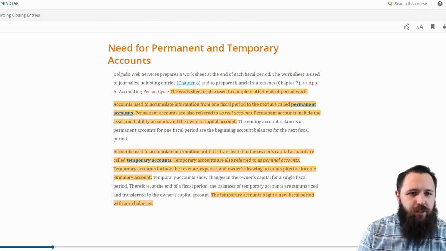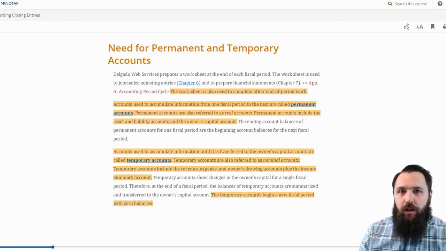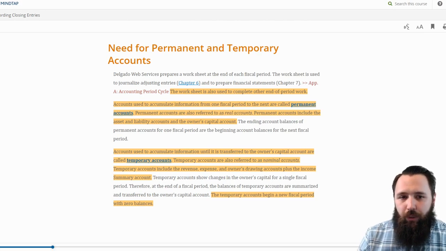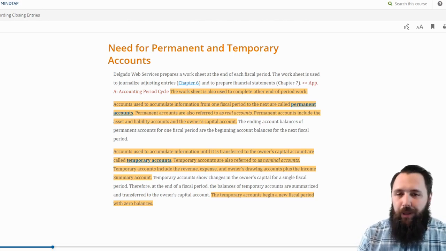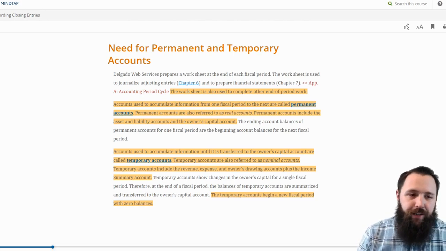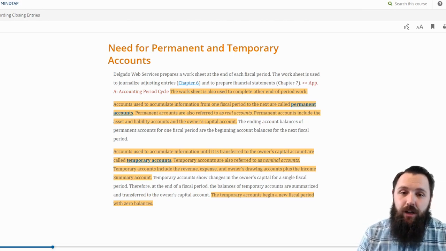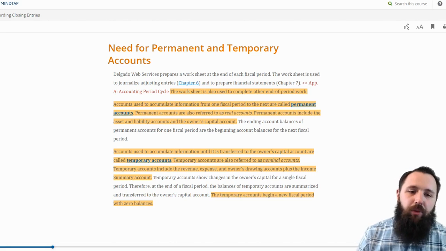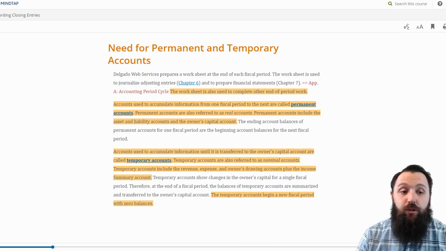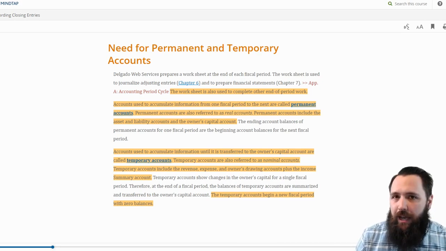It says here the worksheet is going to be used to complete other end of period work. So we're still going to be using that worksheet that we did in Chapter 6 to complete this work that we're going to go ahead and do. Accounts used to accumulate information from one fiscal period to the next are called permanent accounts. Permanent accounts are also referred to as real accounts. Permanent accounts include assets, liabilities, and owner's capital.